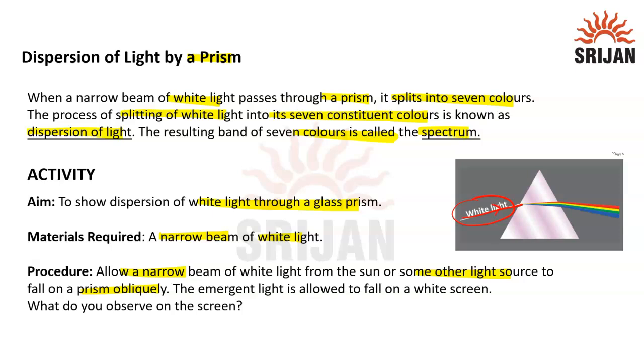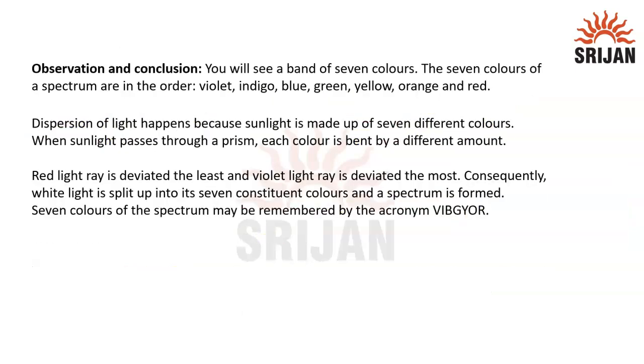Obliquely means at a certain angle, not an angle of 90 degrees, but at a certain angle other than 90 degrees. As it passes through the prism, finally we'll observe an emergent ray, and the emergent ray is going to be of 7 colors. So the observation is simple: you will see a band of 7 colors. The 7 colors are in the order of violet, indigo, blue, green, yellow, orange, and red.